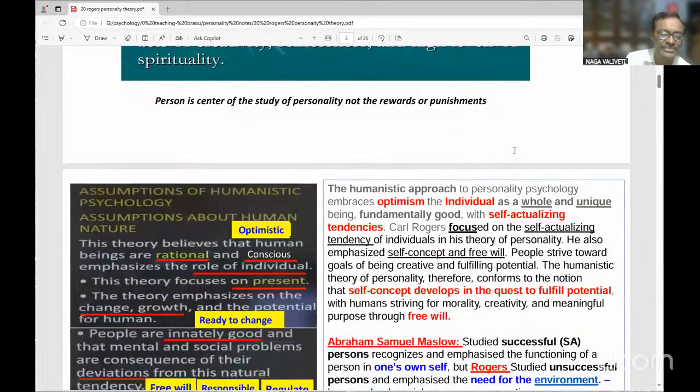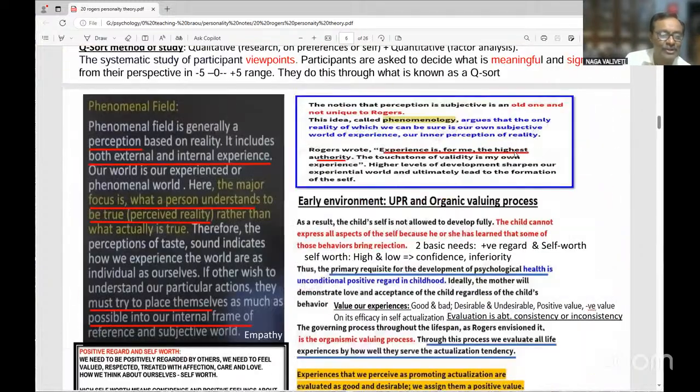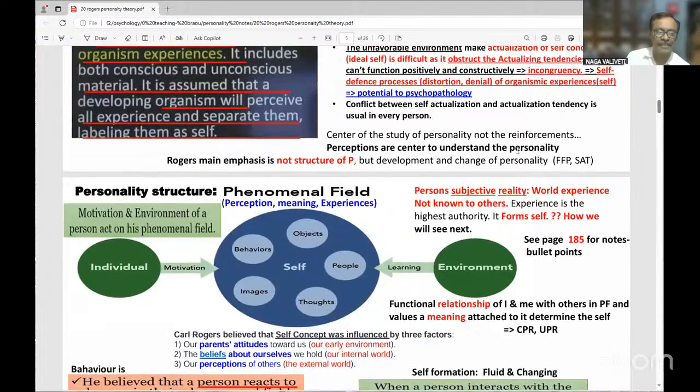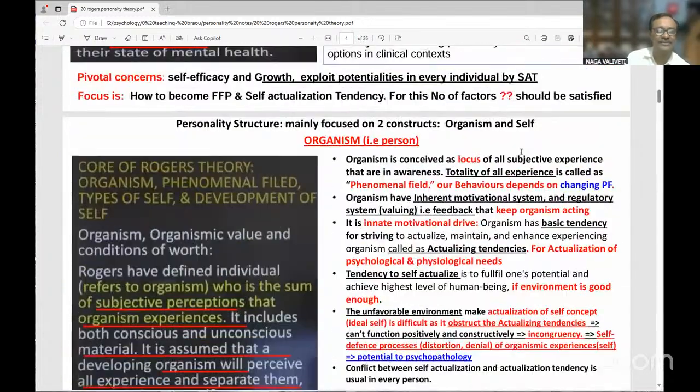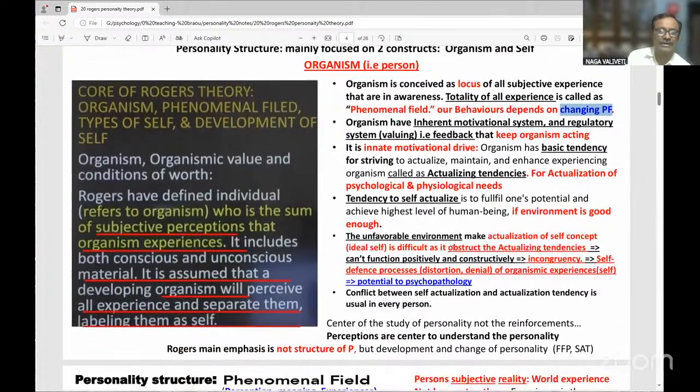So in humanism, he developed the now. The organism is an organic unified field, that is the unified field in terms of Kurt Lewin. Here it is the phenomenal field in terms of experience, right? This phenomenal field is also changing, as the unified field is also changing. He also talked in terms of self. So an inherent motivational system and a regulatory system are there in the organism.